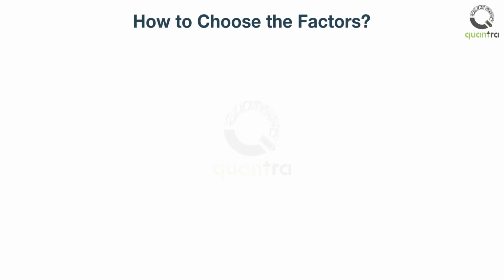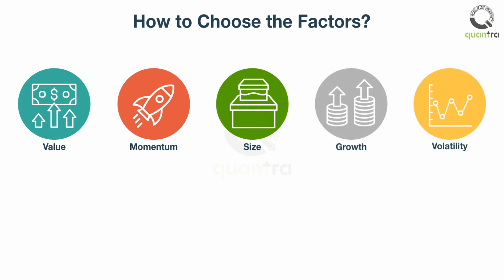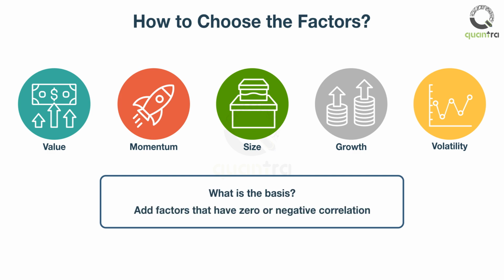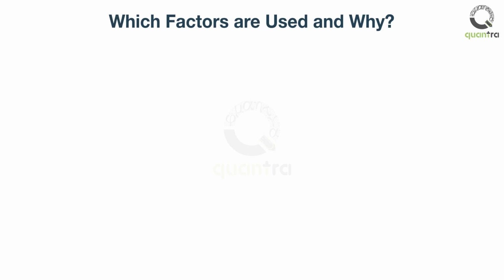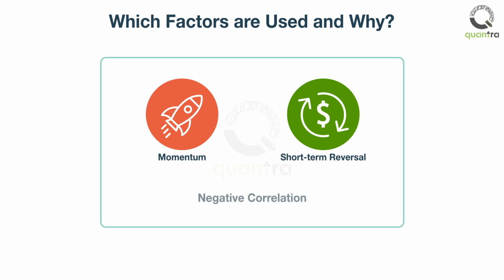In the previous section, you have learned about various factors as shown. By now you must be asking yourself, what is the basis for adding these factors in a portfolio? The answer is simple. You can add as many of these factors as you want in your portfolio. But, to gain the benefit of diversification, you need to add those factors that have a correlation coefficient very close to zero or negative. While constructing the factor model, we have used the momentum and short-term reversal factors to build a factor portfolio. As you will see in the next units, these two factors have a negative correlation, which makes them a very good fit for creating a factor-based portfolio.